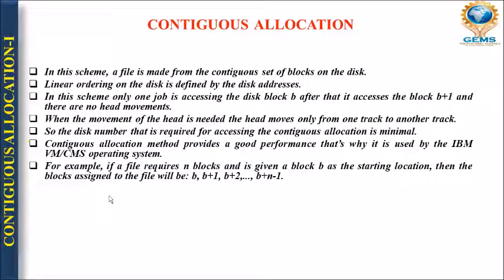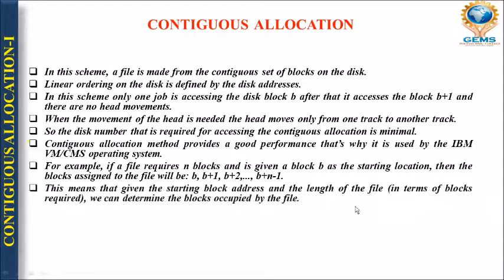Again, in this the files acquire blocks in the fashion of B, that is B plus 0. Next, the block number will be incremented by 1, 2 and 3, and last will be B plus n minus 1. As it starts from 0, it goes up to n minus 1. If it starts from B plus 1, it goes up to B plus n.